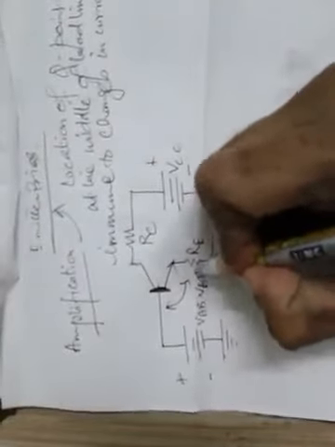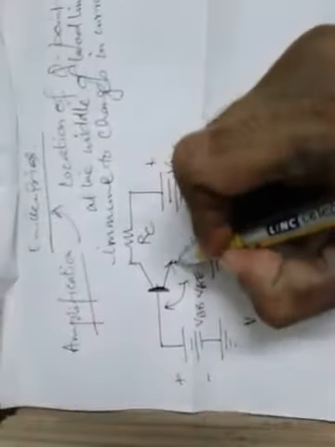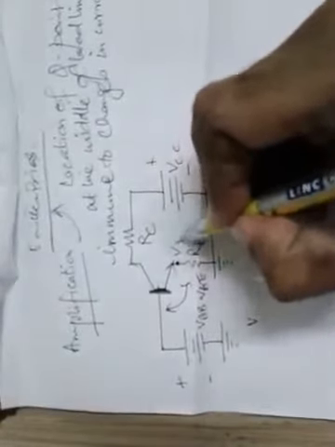So we can write at the input circuit, if this is considered to be the VBE, that is voltage between base and emitter, and if this is VE, the emitter voltage across this resistance RE, we can write VE equal to VBB minus VBE in this case. So this is one of the equations from the input circuit.